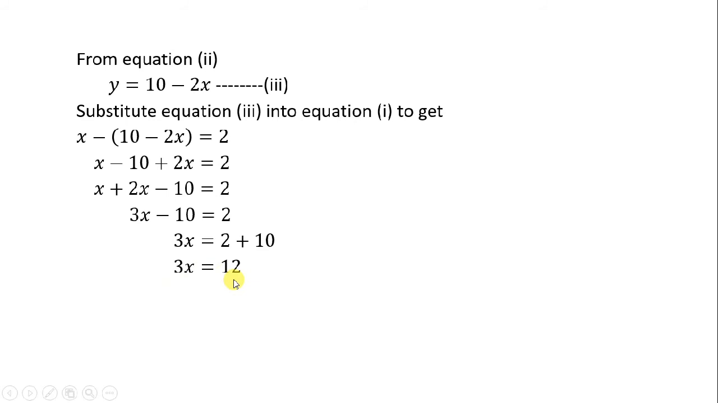To find the value of x, what are we going to do? Divide both sides by the coefficient. Our x will be equals to 4. Are we going to leave it here? No. We have to find the value of what?